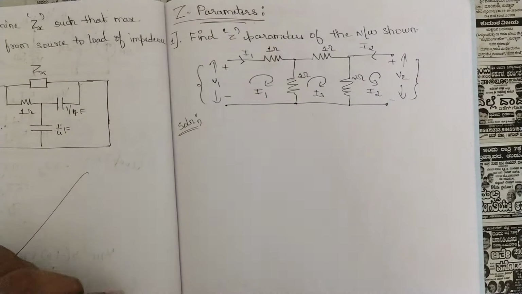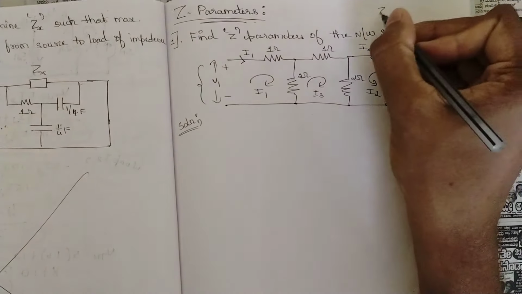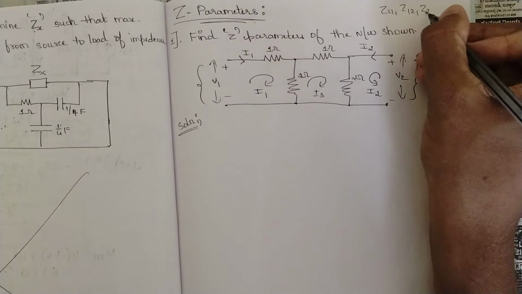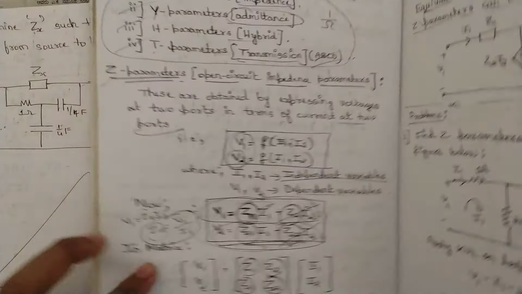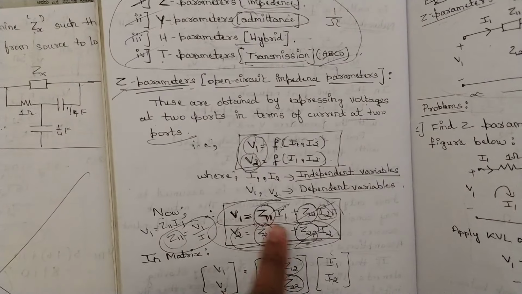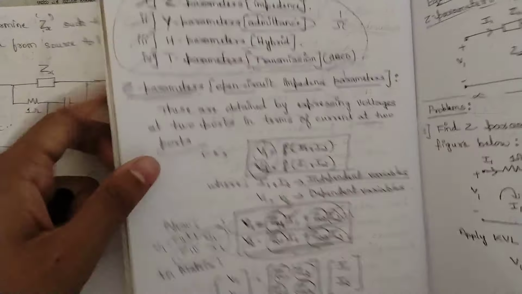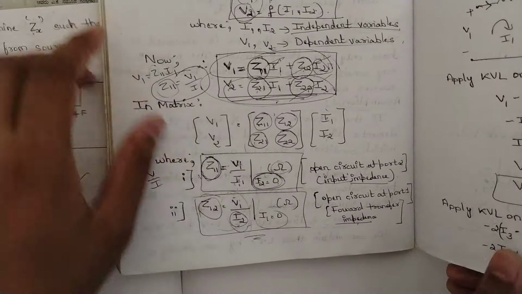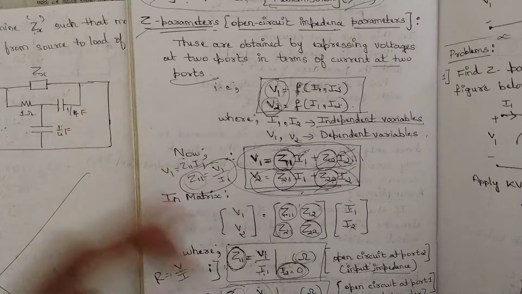The Z parameters are also called impedance parameters, which we saw in the last video. We saw the values of Z11, Z12, Z21, Z22 in terms of the dependent and independent variables, and the interrelationship with the equations: V1 is equal to Z11I1 plus Z12I2, and V2 is equal to Z21I1 plus Z22I2. We also saw the individual values of all of these when one of the independent variables is 0.